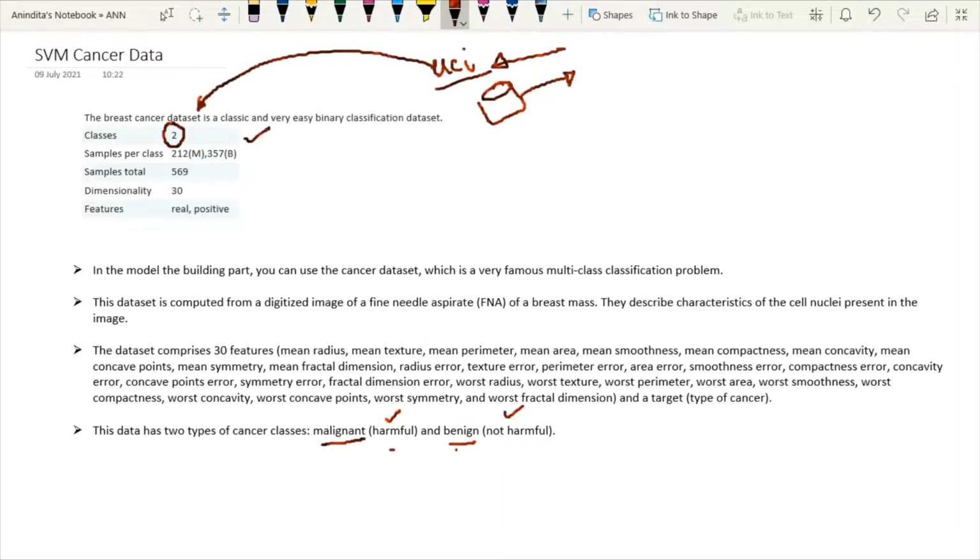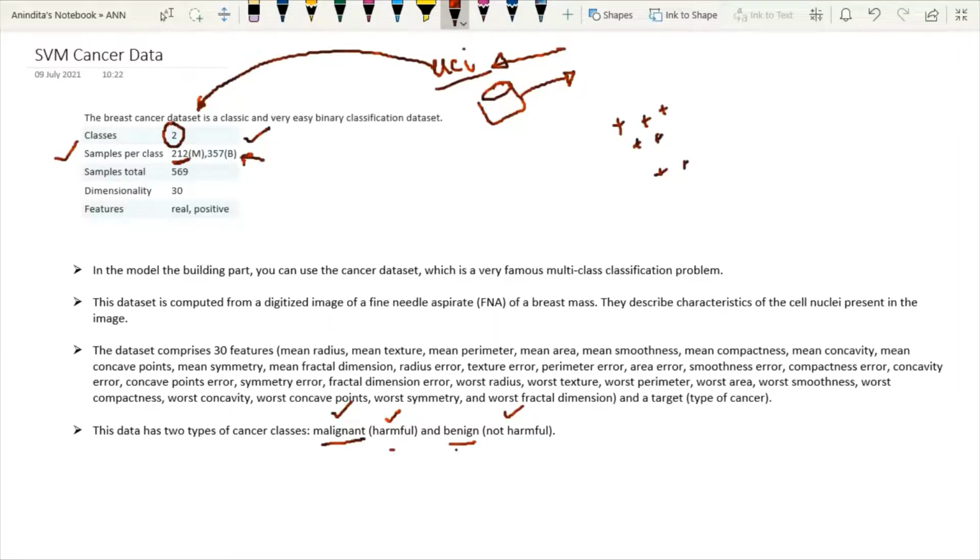So these are the two types of classes we have in the dataset. Now, we have to find out the samples that I was talking about. In our case, we have red and green. So how many samples are there? We have 212 samples for malignant type and 357 samples for benign type.